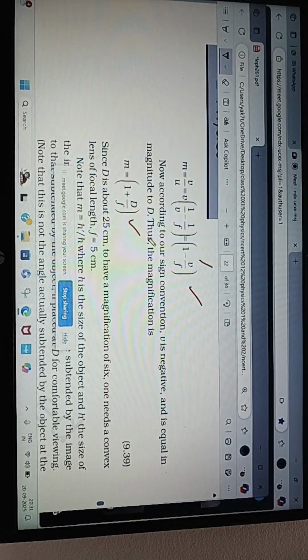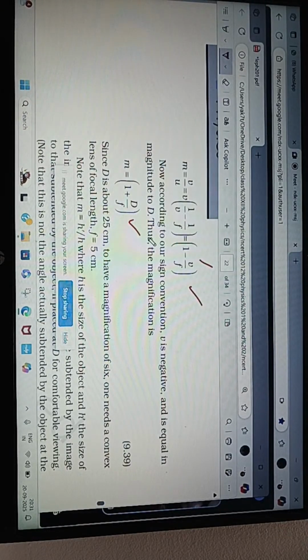So the sentence below the formula: consider the sign convention. V is negative and equal to the magnitude of D. You are not telling why it is negative. I am asking, why is it negative? Because it's on the left hand side. Image is on the left hand side. That you have to tell. Why are you telling magnitude to D? First you have to tell that sentence.